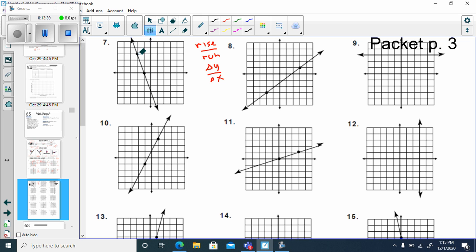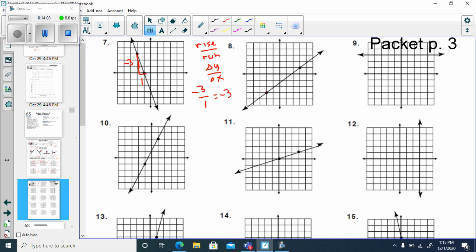Okay? So here's our 2 points. Let's draw our right triangle here. What am I doing? I'm going down 1, 2, 3, down 3, and over in the positive direction 1. My slope is negative 3 over 1, or you could just say that's negative 3, isn't it? Okay, so the slope on this one is negative 3.